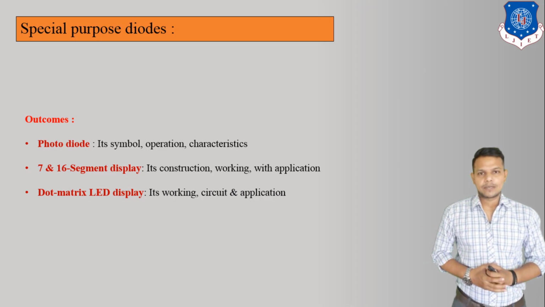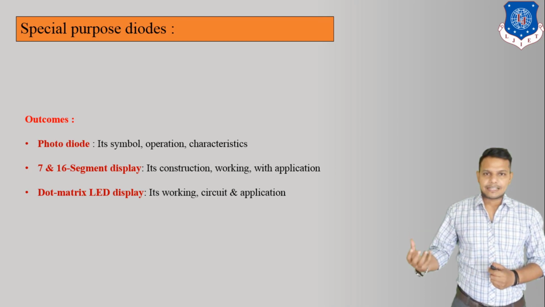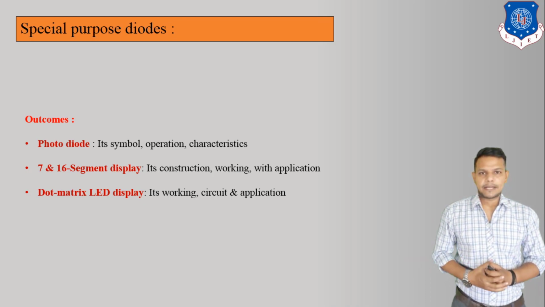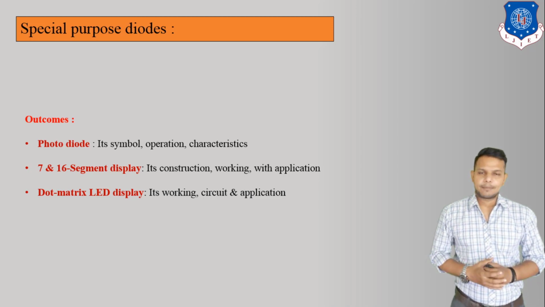These are today's outcomes. We are going to discuss first the photodiode, then the 7 and 16 segment display, and last we are discussing the dot matrix LED display. In photodiode we are going to discuss its symbol, operation and characteristics. In 7 and 16 segment display we are going to discuss construction, working along with its application. Finally, in dot matrix LED display we are discussing its working, circuit and its application.